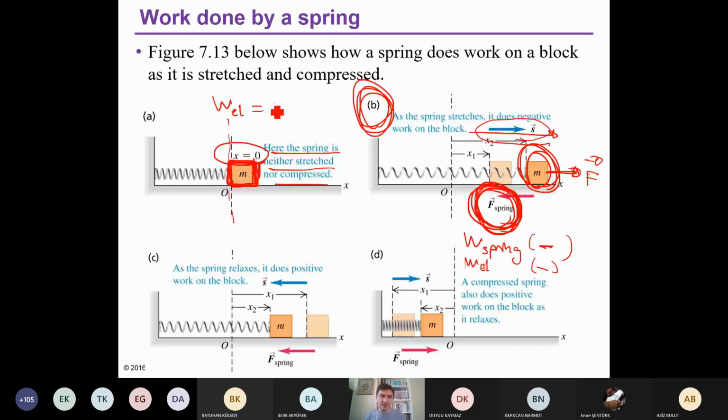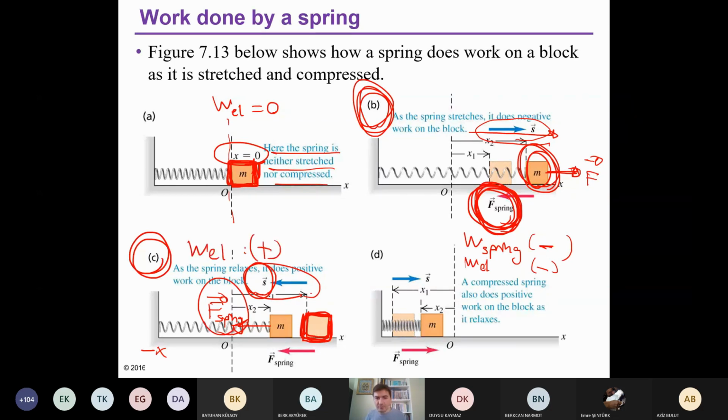What about C, the third condition? At the beginning, the box is here, and you are holding this box to keep it there, okay? And then you release it. Whenever you release this box, there is F spring in the negative X direction, let's say, and the box is moving along the negative X direction. Since both displacement and F spring are in the same direction, here elastic work is positive, okay?